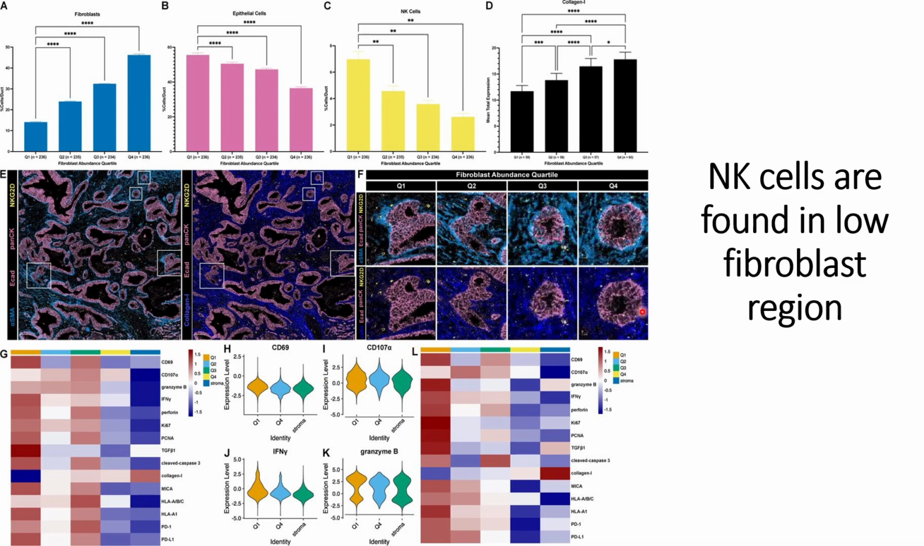I hope you understood. In brief, this seems a little bit confusing, but you might have understood the overall idea of their results, or the overall conclusion, that NK cells are usually found in low fibroblast regions in the tumor microenvironment of pancreatic adenocarcinoma.